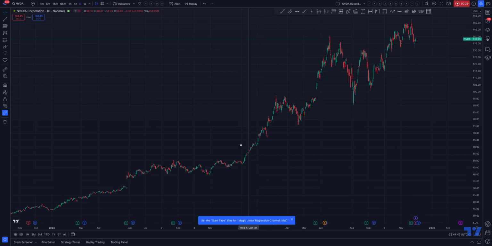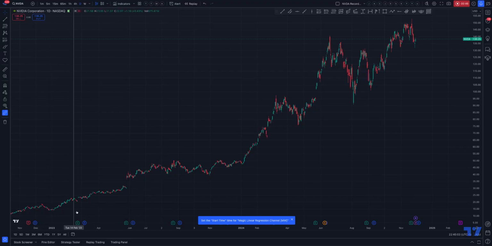Now, what I usually try and do is set a start time. You'll see the prompt for start time. Set a start time at a pivot high or pivot low, and then find the most recent matching pivot high or pivot low, so I can have a full wave cycle.